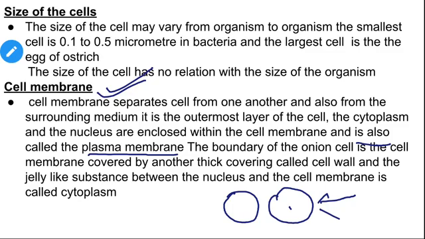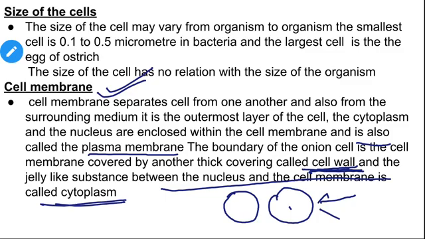The boundary of the onion peel is the cell membrane. Covered by another thick covering is the cell wall. What happens in cases of plants? There is another covering which is known as your cell wall. And the jelly-like substance between the nucleus and the cell membrane is called the cytoplasm. We are going to see the diagram when we proceed further.